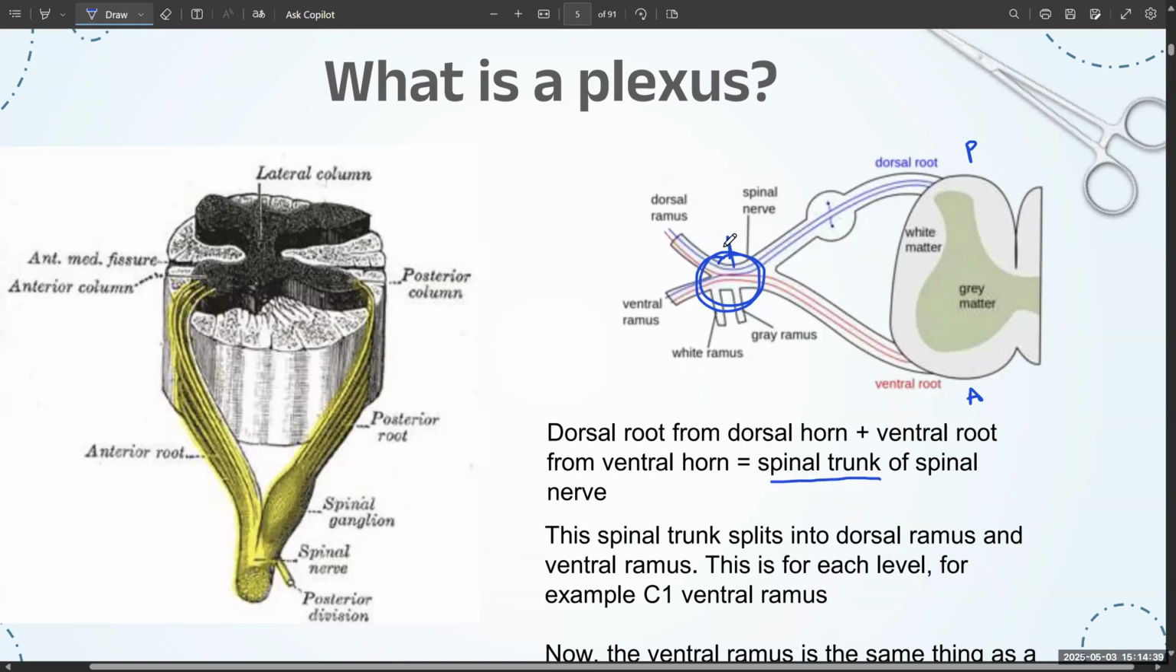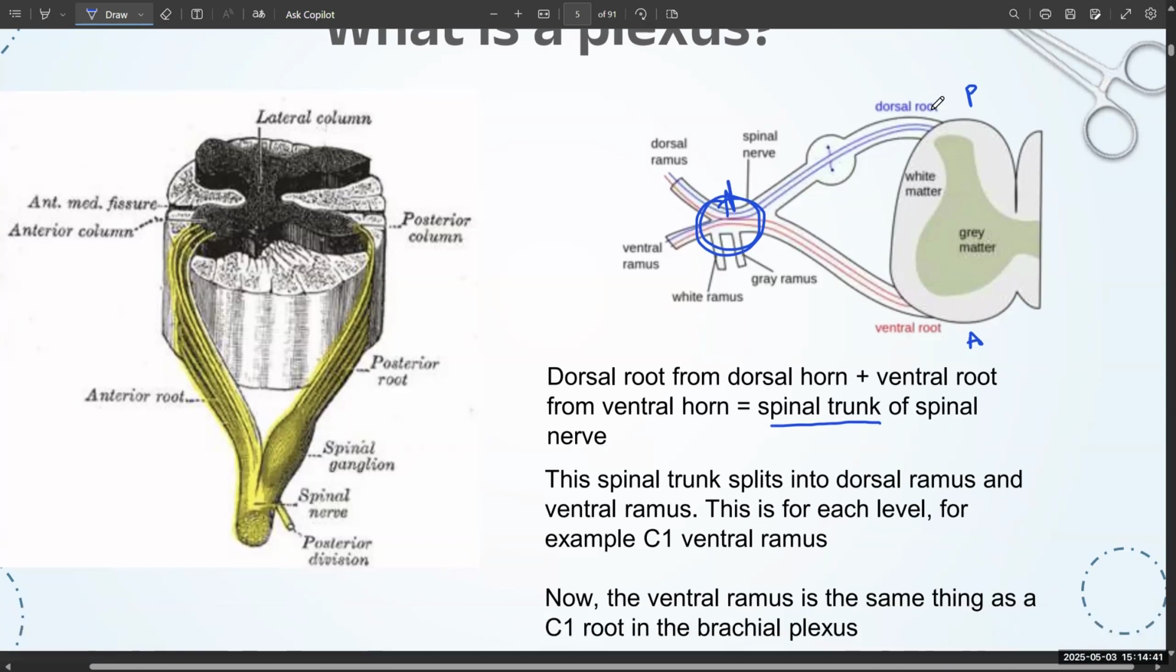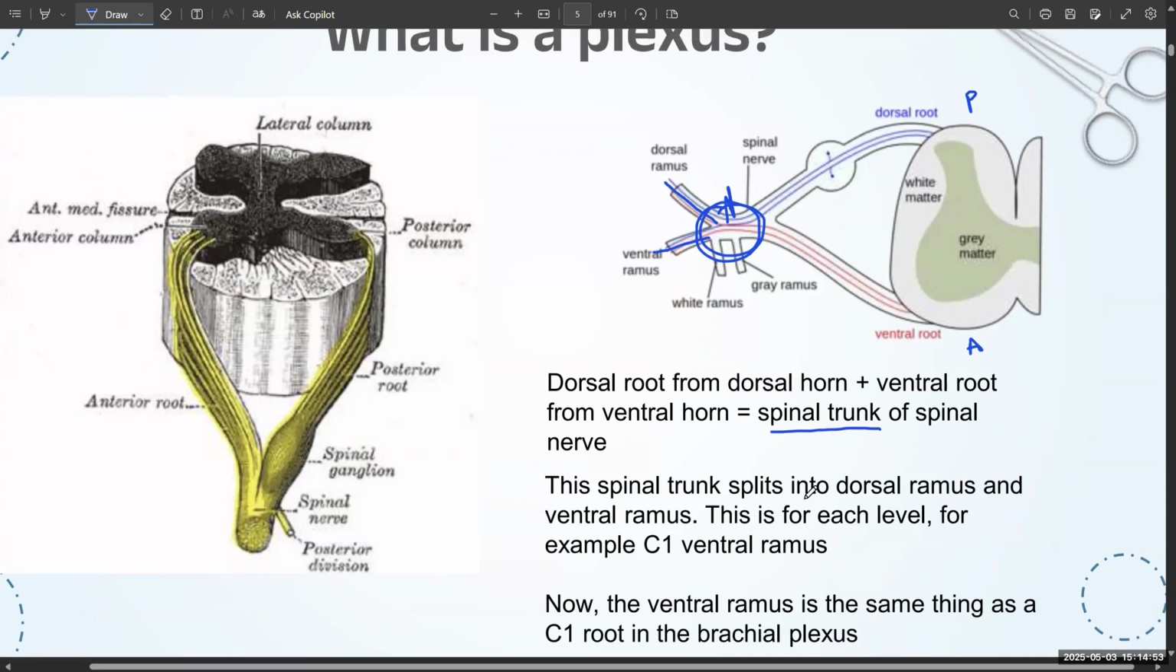Okay, so this area over here is called the spinal trunk, which is made up from the dorsal root and the ventral roots. Now, this spinal trunk is going to split. It's going to give you the dorsal ramus and it's going to give you the ventral ramus. This is for each level. Yeah, so the spinal trunk splits into the dorsal ramus and the ventral ramus, and this is for each level. So if this is C5, for example, then this over here is going to be the C5 ventral ramus. If this is, for example, C6, then this is going to be the C6 ventral ramus, and so on and so forth.